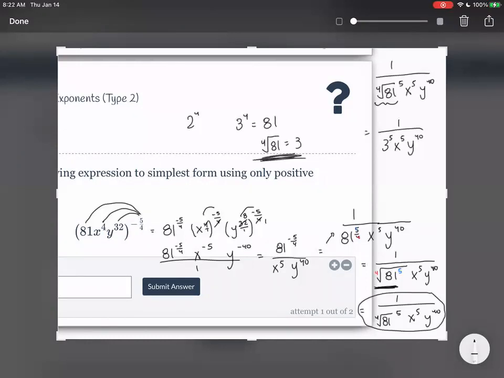And so when we're finally writing this out, we just need to figure out what 3 to the power of 5 is. That would be, I think, 243? Yeah, 243 x to the power of 5, y to the power of 40. And this would be our final answer.